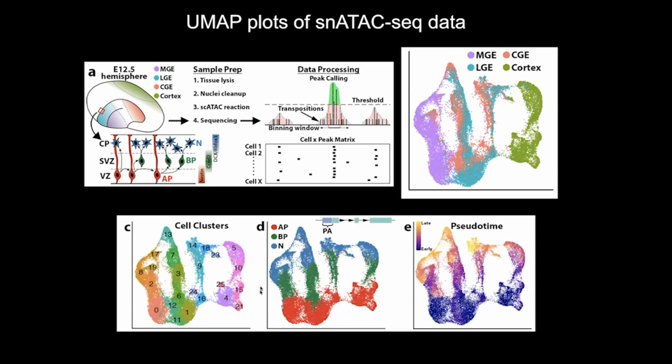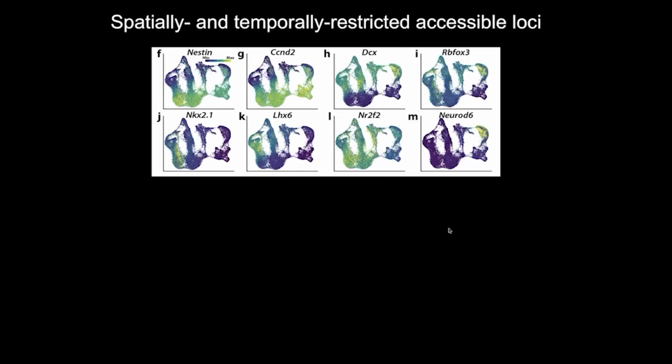There are lots of different ways to look at this. On the left over here, you have putative cell clusters. These are potentially different cell types or stages of cell division. There are about 25 of them in this data set. This data set contains about 60,000 cells, I believe, from these four regions. We can break down the cells based on whether each is an apical progenitor, like a radial glial cell, a basal progenitor that I mentioned before, or a postmitotic neuron. We can also perform pseudotime analysis so that we understand the developmental trajectory of these cells.